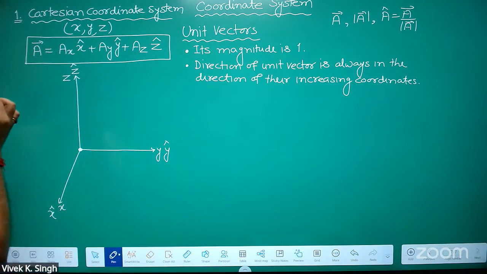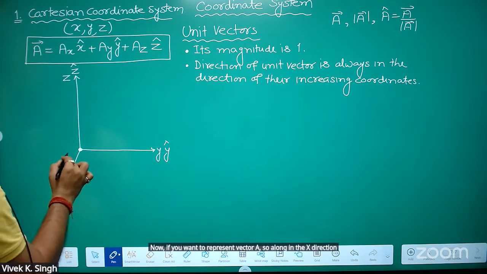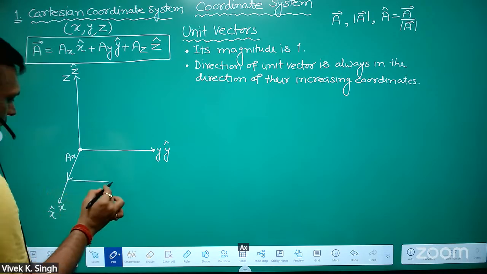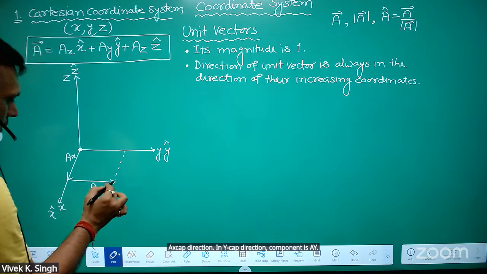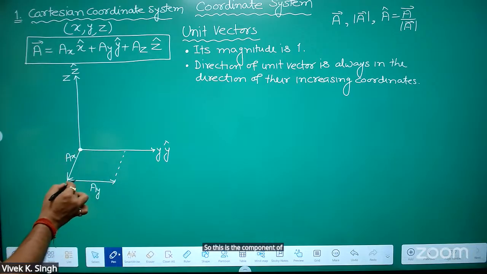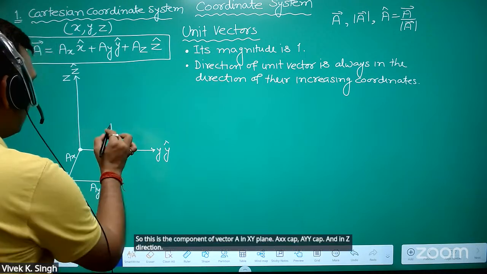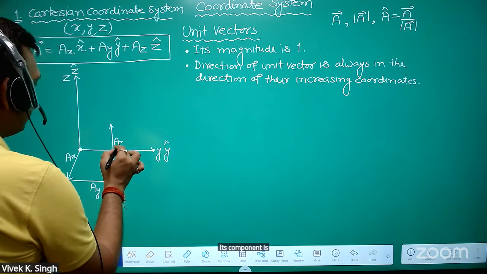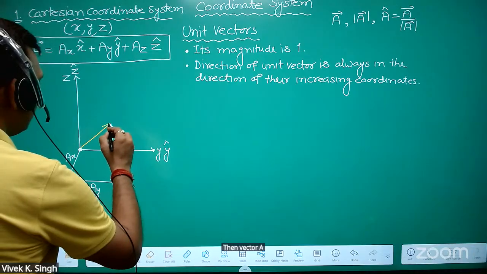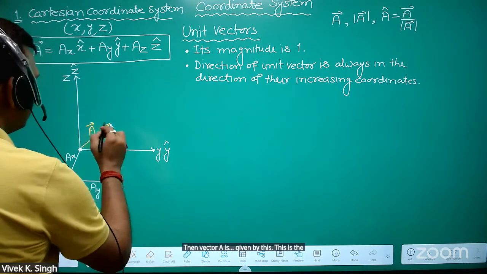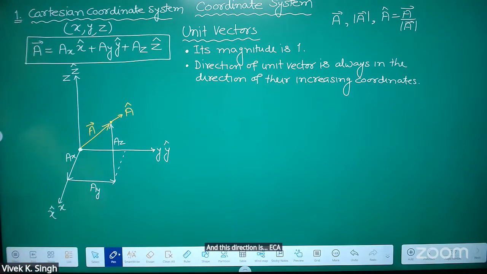Now, if you want to represent vector A, along the x direction the component is AX, in the x cap direction. In the y cap direction the component is AY. So this is the component of vector A in the xy plane, AX x cap plus AY y cap. And in the z direction, its component is AZ. Then vector A is given by this. This is the vector A, and this direction is A cap. Is it clear?